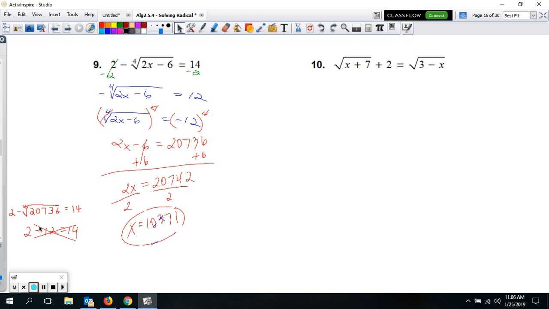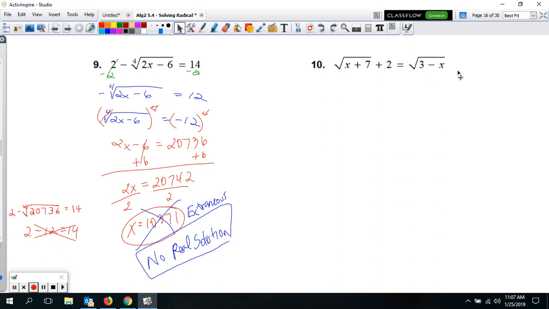This is actually 12. 2 minus 12 does not equal 14, as it says here. 2 minus 12 would actually give you a negative 10. So that tells us that this is not correct. That means that this is not an actual solution. It's an apparent solution, but it's actually an extraneous solution. So we can't keep that one. It's called extraneous. So in this case, the real answer here is no real solution. That's the final answer: no real solution, and it does have an extraneous solution of this 10,371.